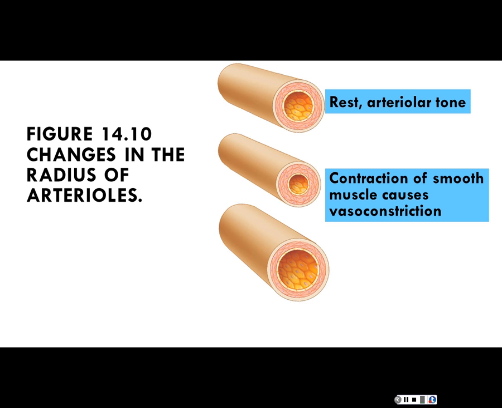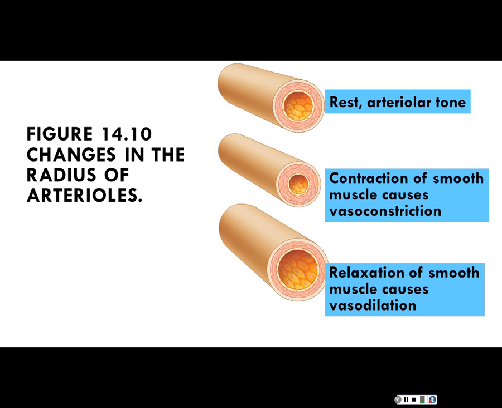Conversely, if an organ becomes more metabolically active, we might see the vessels do what? What term could we use? Vasodilation. Vasodilate. So vaso, vessel, dilation. Our resistance goes down and our blood flow goes up.